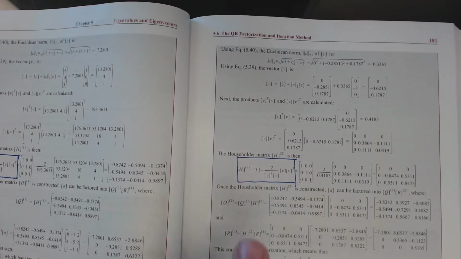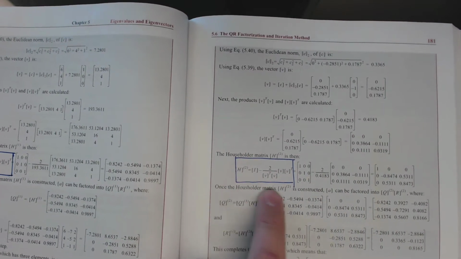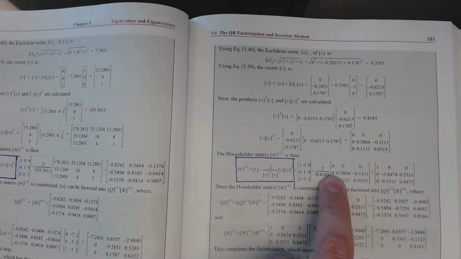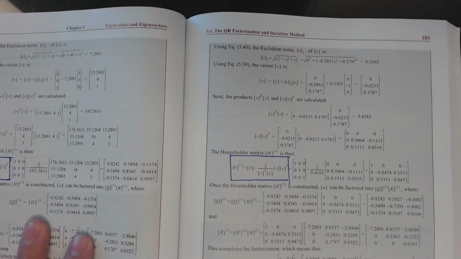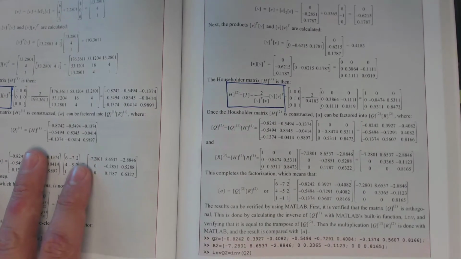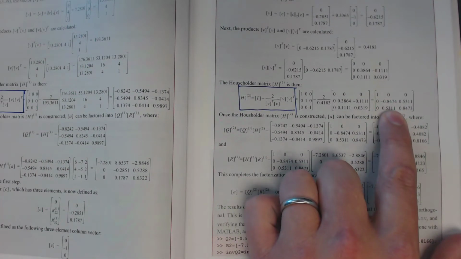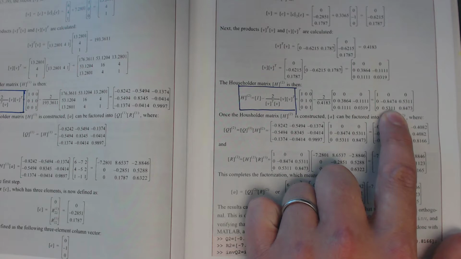Good to go. Householder matrix, same form every time. Identity minus 2 divided by V transpose times V multiplied by V times V transpose. This would be terrible if you had to do that by hand, but that's the point. This will not be done by hand. This is a numeric method. If you're going to find eigenvalues by hand, you would probably do the factorization method. So, we found H. This matrix right there that I'm pointing at is the H matrix.